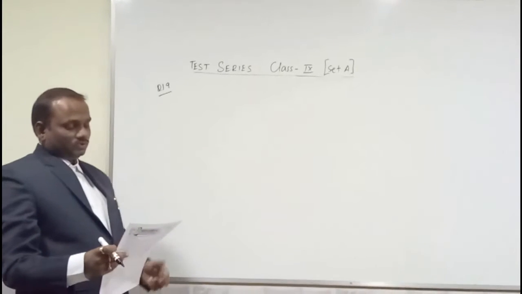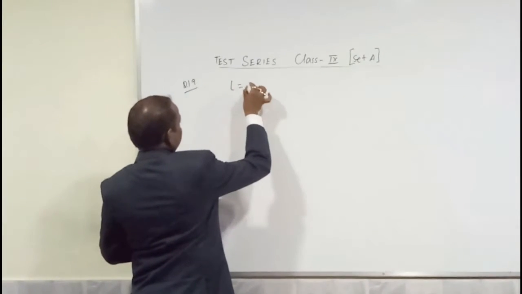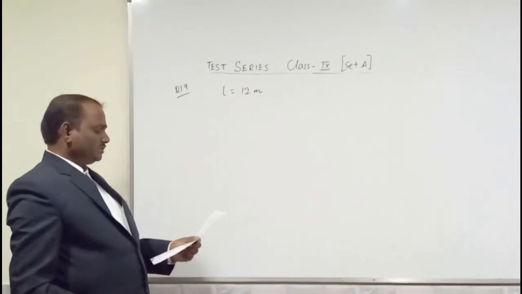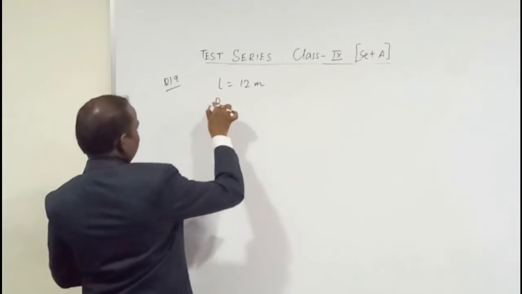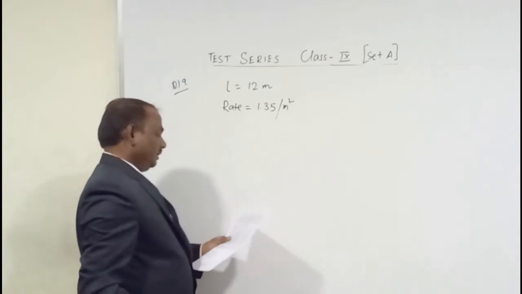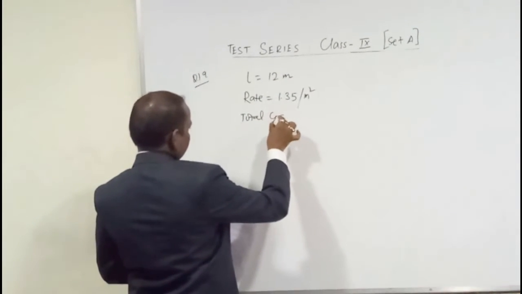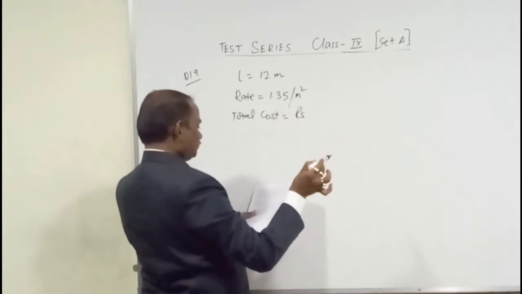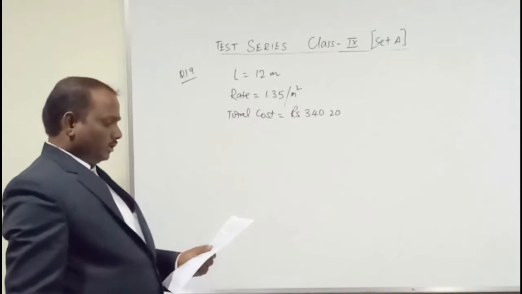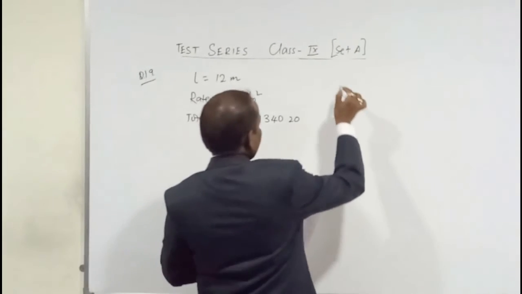Now here you can see the cost of papering the wall of the room 12 meter long. So length is given as 12 meter and at the rate of rupees 1.35 per meter square. So rate is given to us, 1.35 per meter square. And the total cost is also given. Total cost is rupees 340.20. Then we have been told, and the cost of matting the floor, में matting कर रहे हैं at the rate of 85 पैसे per meter square.